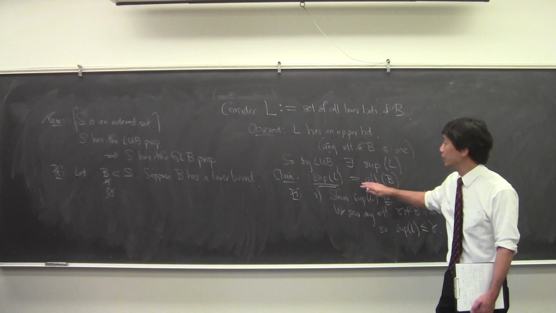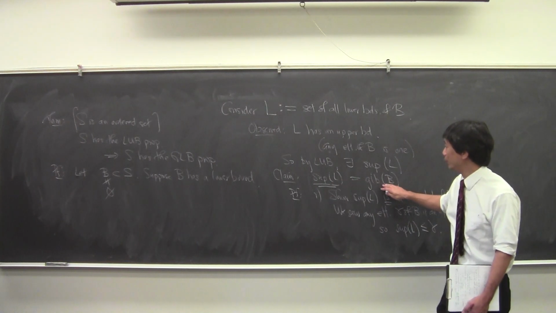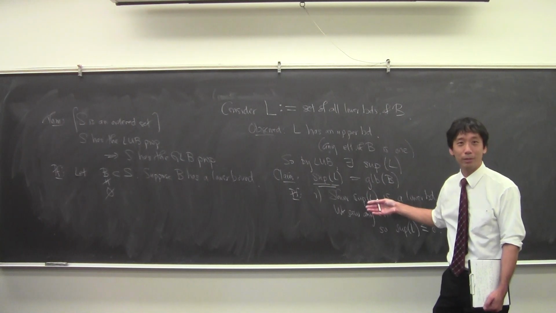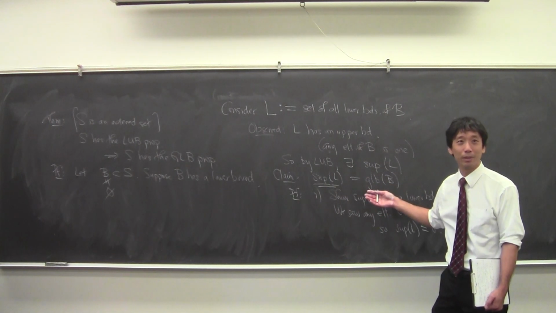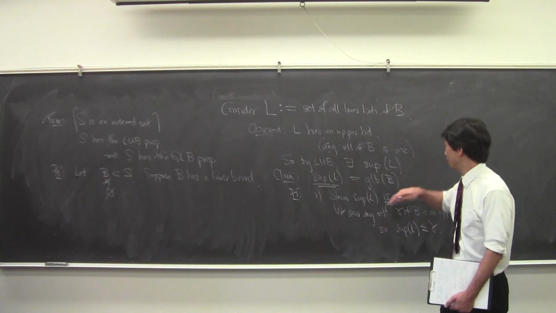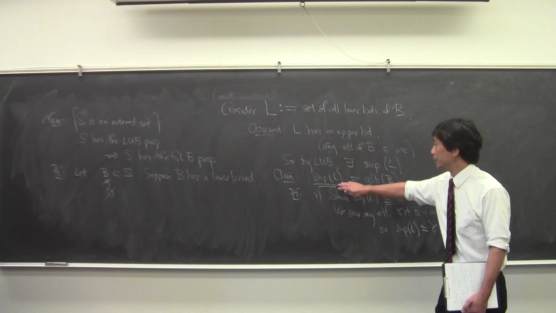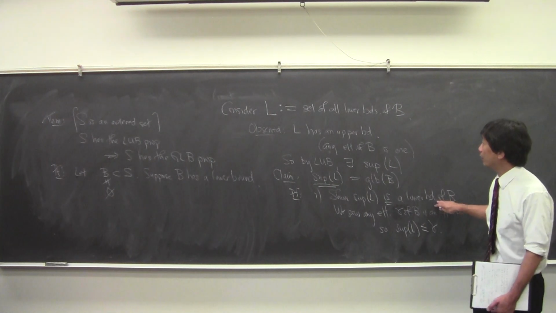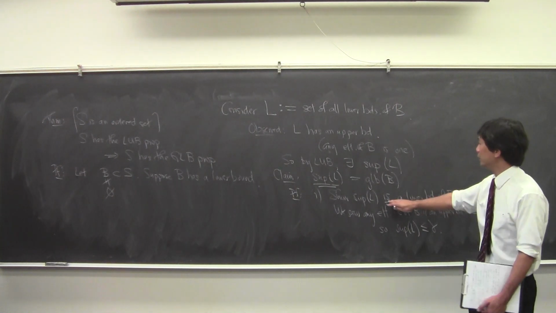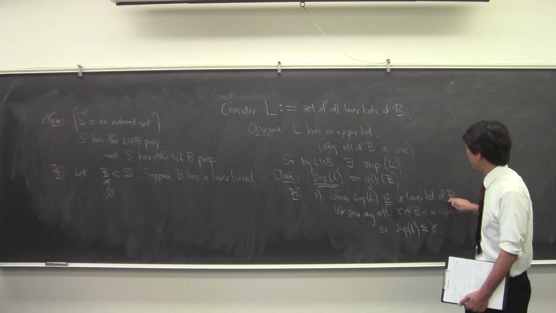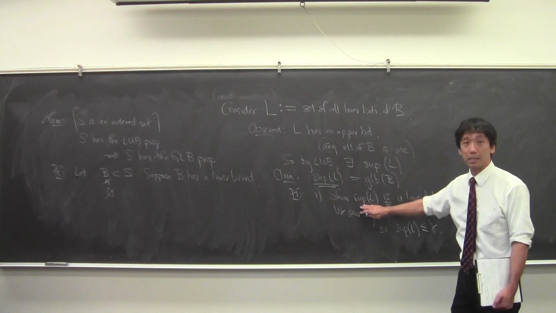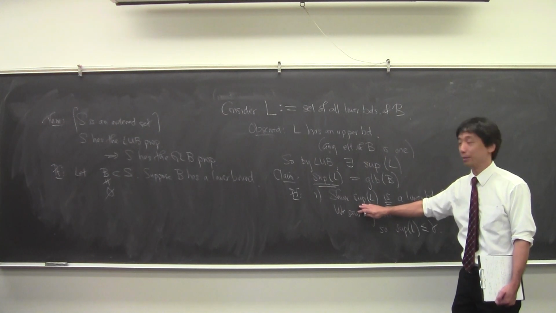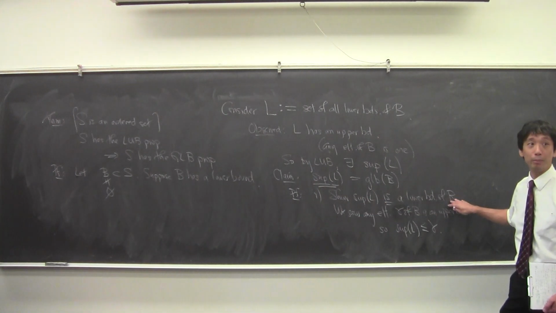Okay. So to show this guy is the greatest lower bound of B, we needed to show two things. One, it's a lower bound, and two, it's the greatest of them. So first we're going to show that this guy actually is a lower bound of B. We want to show that it is less than or equal to anybody in B.